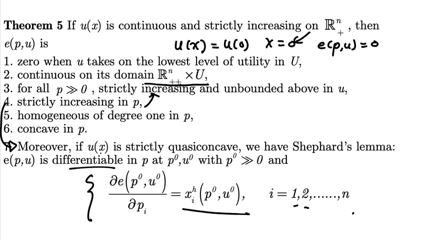If the direct utility function is strictly quasi-concave, we can have Shephard's lemma with this condition. Shephard's lemma says, if we differentiate the expenditure function with respect to the price of good i, then we can get back the Hicksian demand function of good i. This is the same way we did for the indirect utility function previously using the envelope theorem. So for Shephard's lemma here, we can also use the envelope theorem to prove it.